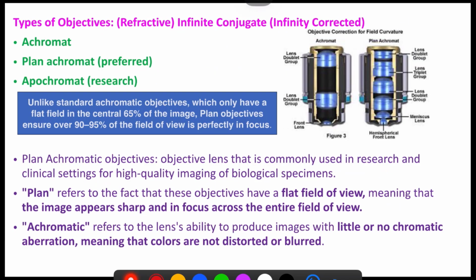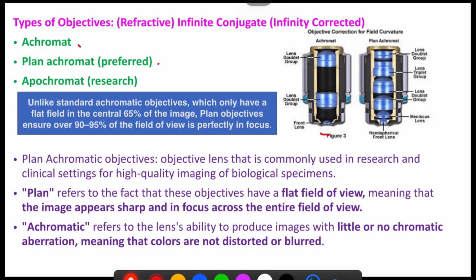Basically, we are using refractive lenses which are infinity conjugate or infinity corrected. There are three types: the basic one is achromat, then plan achromat, and apochromat. Apochromat is for research purposes. We generally prefer plan achromats, because here is the difference.